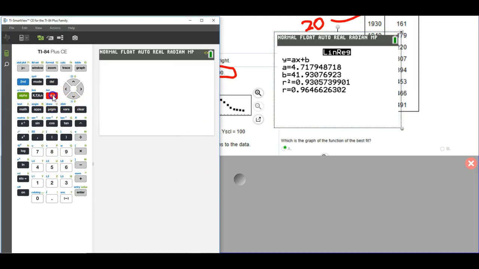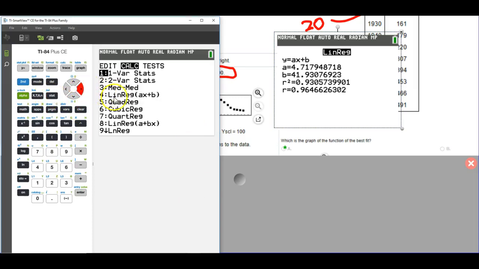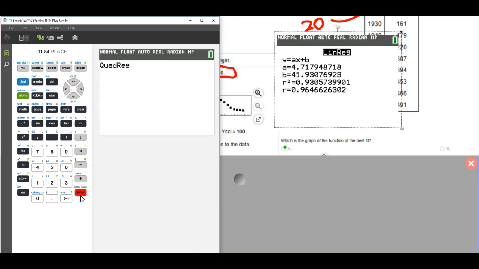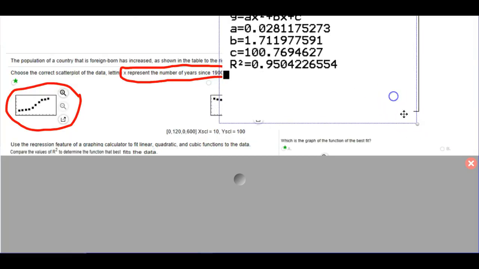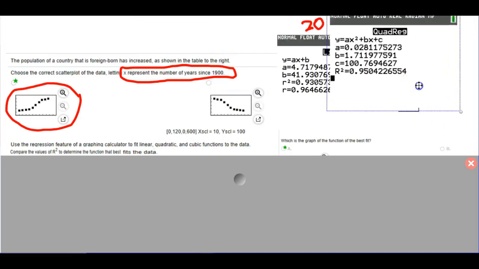I'm going to go back to stat, calc, and this time I want to do a quadratic because that's what the directions ask me to do. So I'm going to go down to number 5. And again, we're going to put the Y1 right there behind it, just so we don't forget that. VARS, right arrow 1 time, enter, enter, enter. Okay, and I'm going to slide this over. You would be writing it down on your paper.